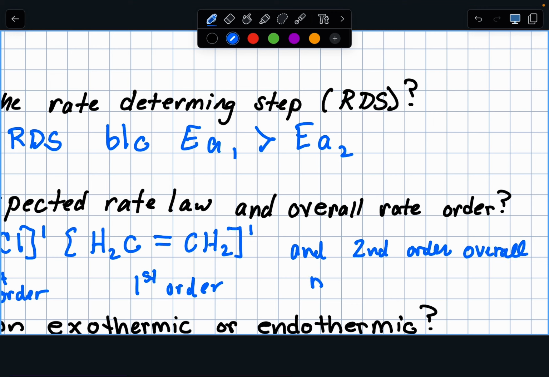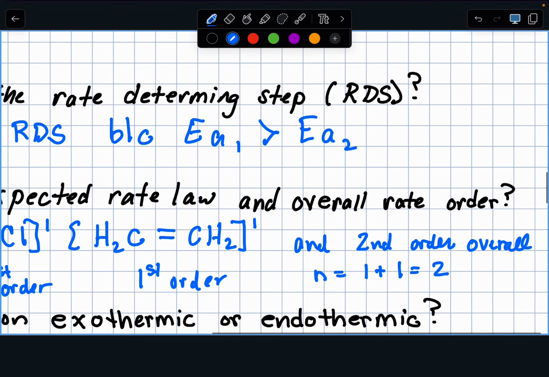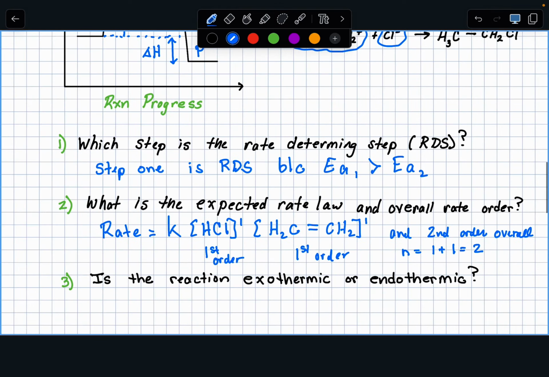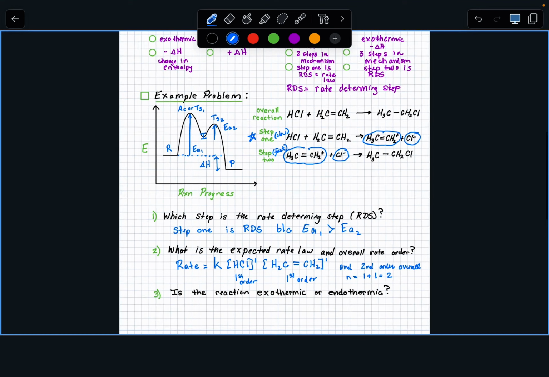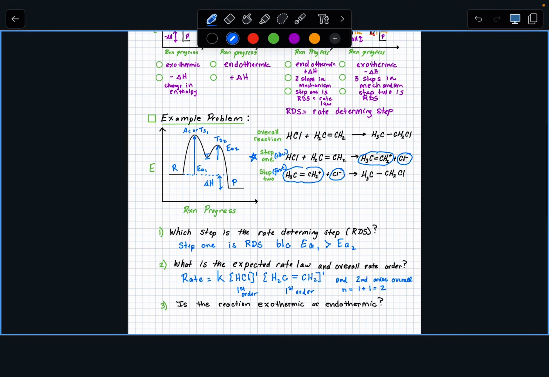So for overall order, you just say exponent 1 plus 1 is how we get to 2. So just kind of showing that quickly, just in case you haven't been good at that until this point at the end of this unit 5.